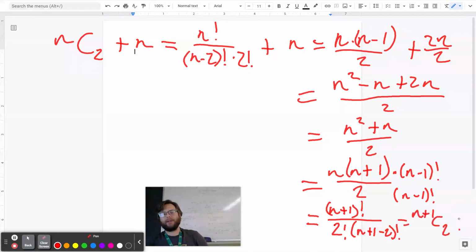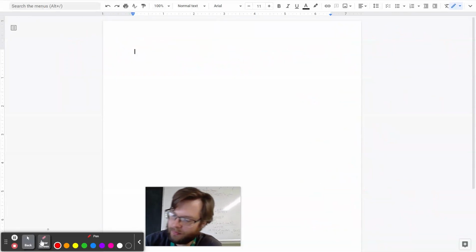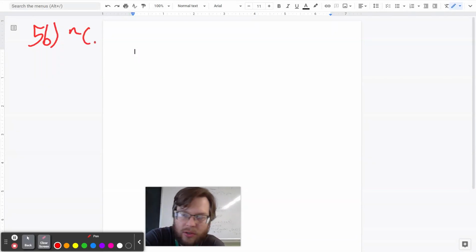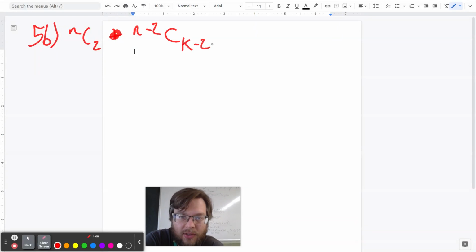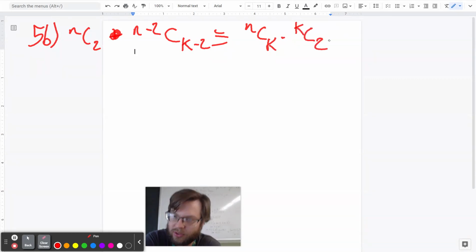So probably a lot clearer to go from the right-hand side to the left-hand side, but it works just as well the other way. Now 5b, let's see, what does 5b say? It says n choose 2 times, not plus, times n minus 2 choose k minus 2 equals n choose k times k choose 2. Lots of fun here. Okay, let's try this out.